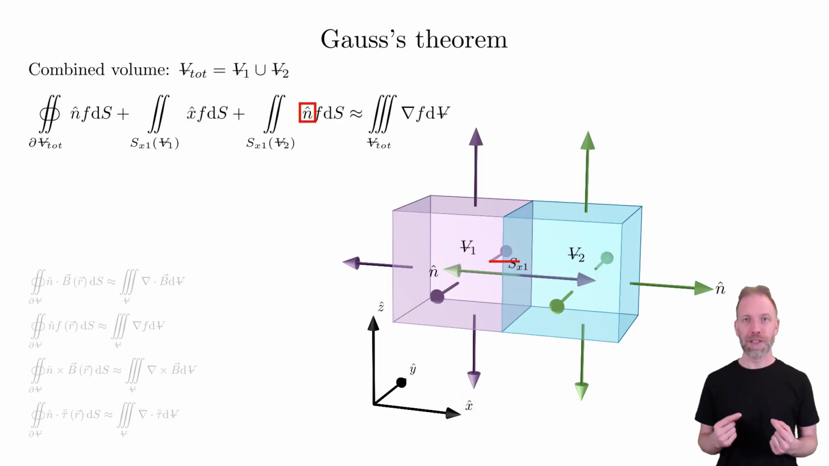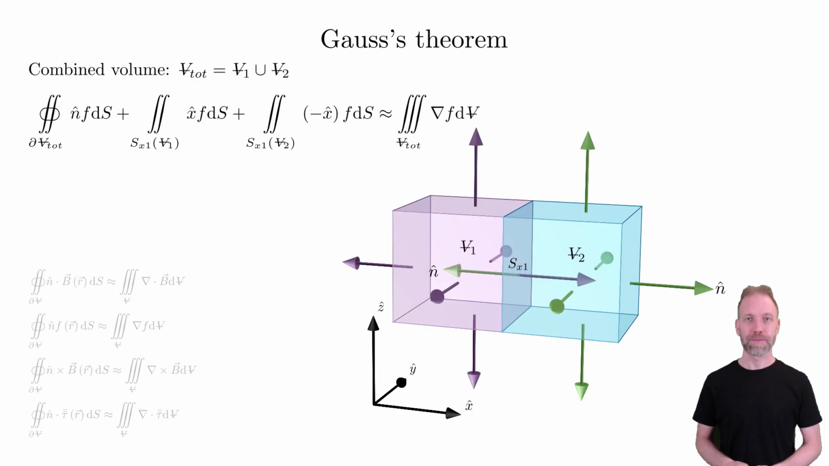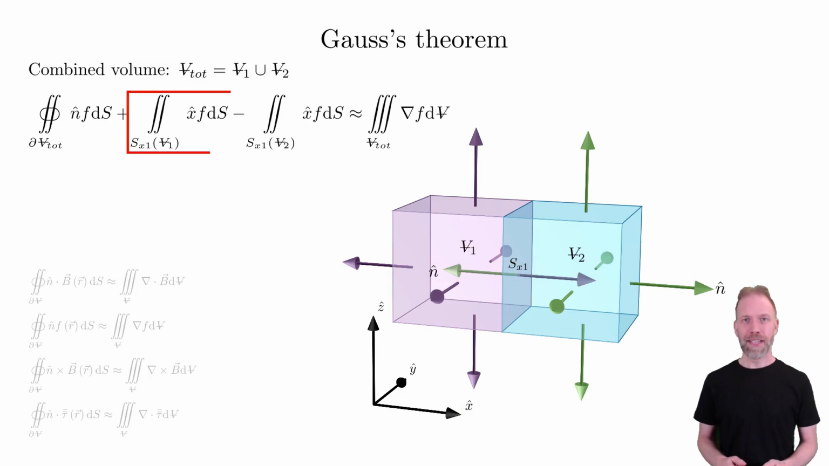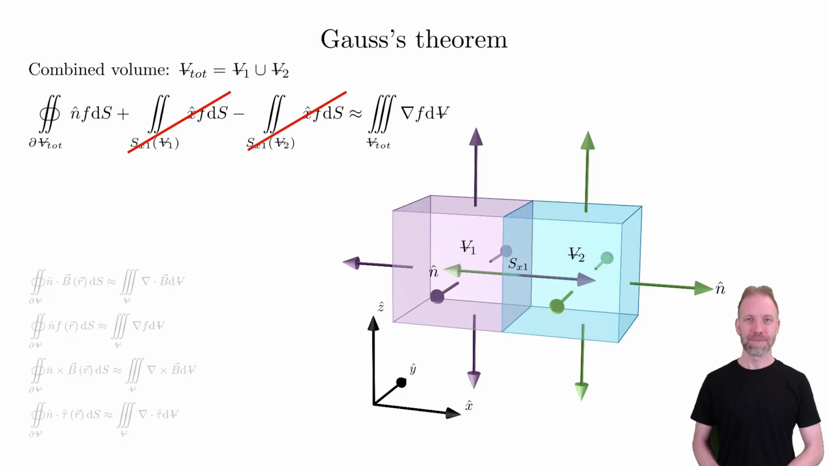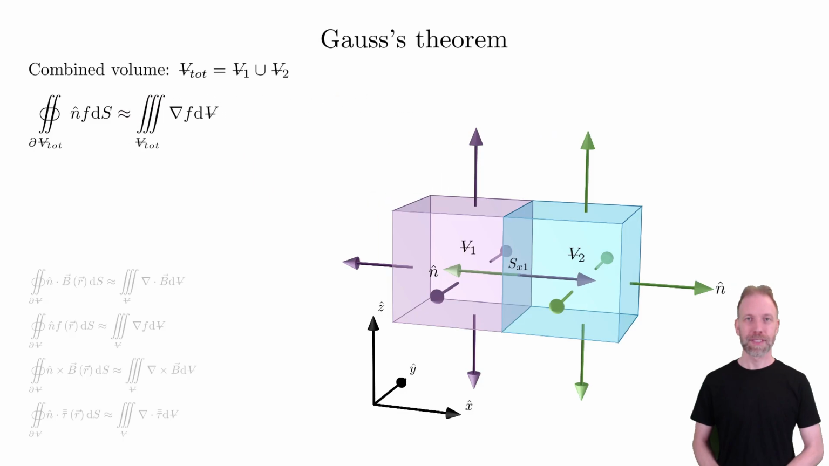If you look at the normal surface for the second volume V2, the normal vector is minus x hat. These two integrals are over the same area and will hence evaluate to the same expression. And since we have a minus between them, they will cancel. The conclusion is that the original expression is true, even if we have the two boxes connected.